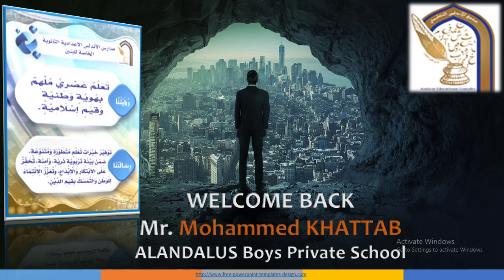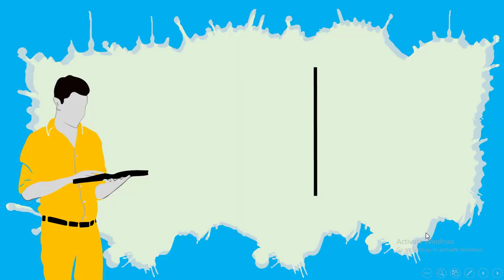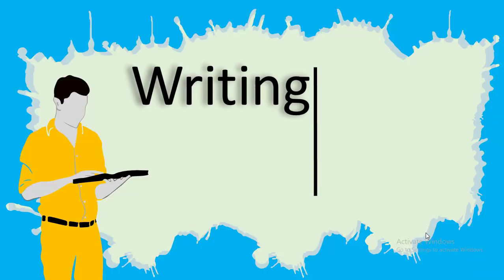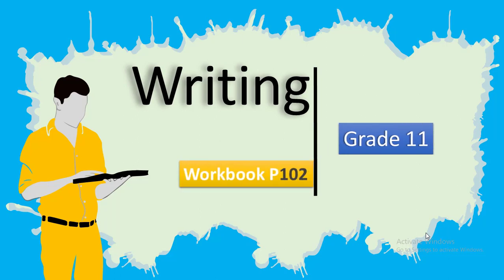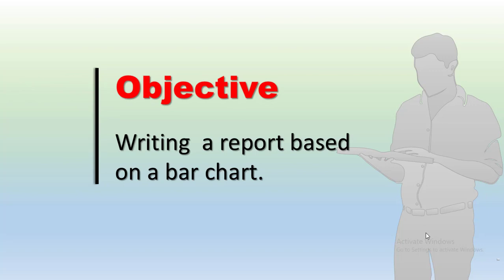Our lesson today will be a writing lesson for grade 11, and for it I need you to prepare your workbook, not student book, your workbook, page 102, 103. To start, our objective is writing a report based on a bar chart.